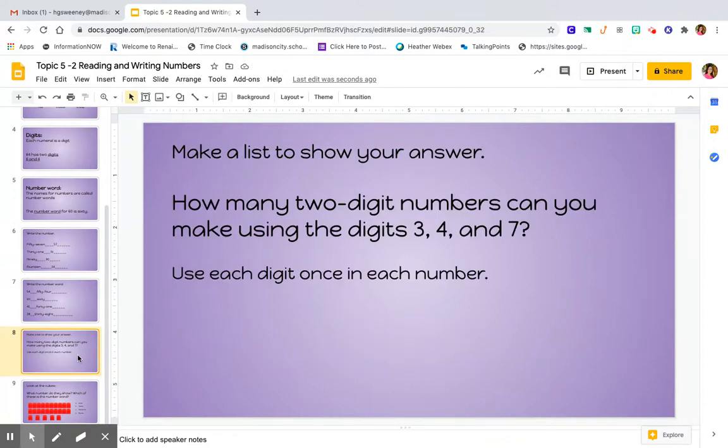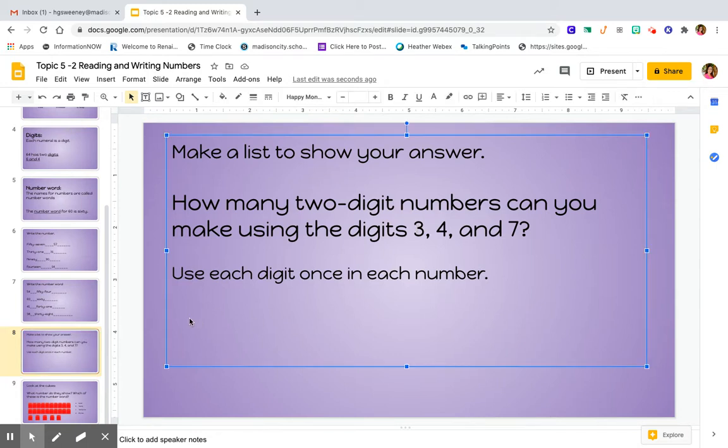All right, now let's look at a problem together. It says make a list to show your answer. How many two-digit numbers can you make using the digits 3, 4, and 7? Use each digit once in each number. So remember, a two-digit number means we need at least 2 of these numbers to come together to make a number. So Miss Sweeney will do one as an example, and then I'm going to let you go on and finish the rest on your own.